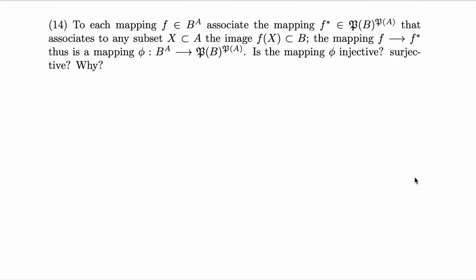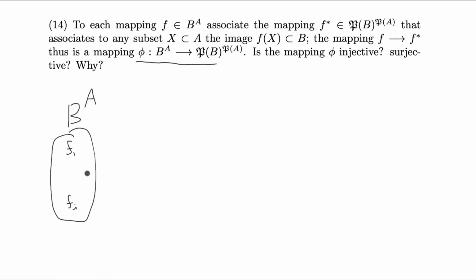All right, let's start with the hints. The first hint is just going to be clarifying the wording of this problem. So we'll look at the mapping phi, and we'll note that the set B to the A, which we're going to write here, is the set of all mappings from A to B. So, in particular, if we draw this as an abstract blob, it's the mappings F1 all the way to arbitrary mappings Fi from A to B.